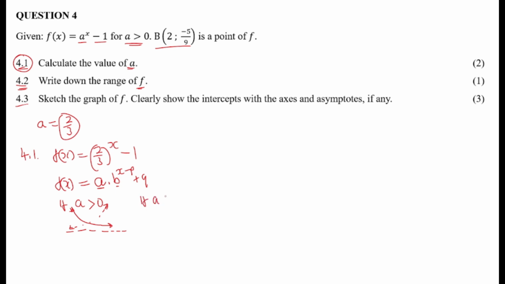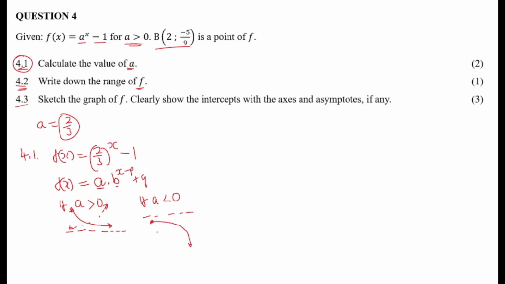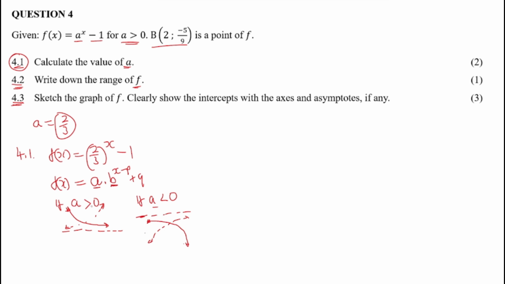And then if a is less than 0, then the graph is below the asymptote. It can be decreasing like this, or it may be increasing like this. But what we know is that if a is less than 0, the graph is below the asymptote. Now, to tell if the graph will be increasing or decreasing, we may use the value of b, the base, but there's no need for that. I'll show you when we do 4.3 how we're going to sketch this graph. We are saying that if a is greater than 0, the graph is above the asymptote, and if a is less than 0, the graph is below the asymptote.